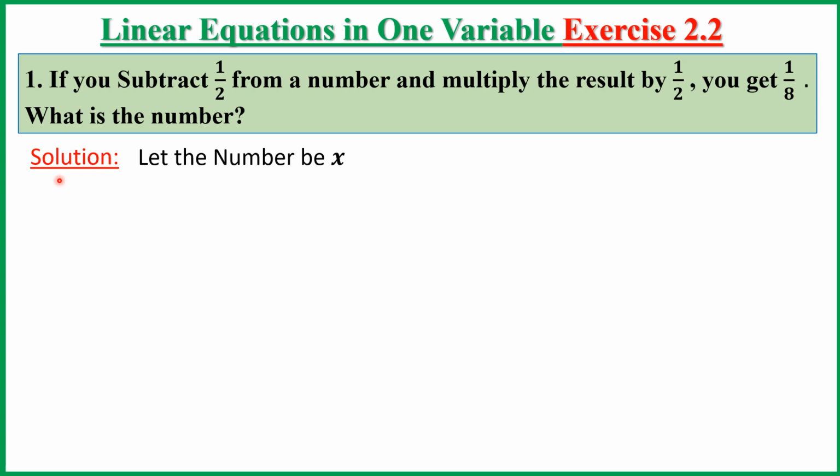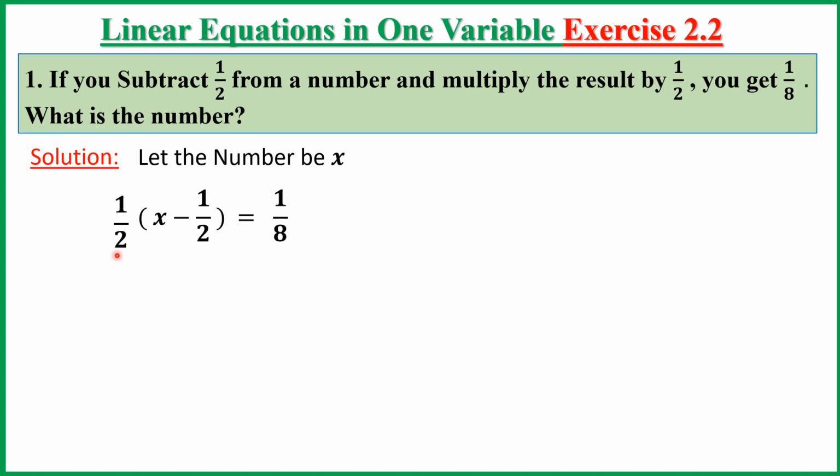So first we have to write: let the number be x. Now if you subtract 1 by 2 from a number, and the number is x, we are subtracting 1 by 2 from x and multiplying the result by 1 by 2. So 1 by 2 into (x minus 1 by 2). You get 1 by 8, so this equals 1 by 8. See how clearly we got the equation. Now we can solve this equation.